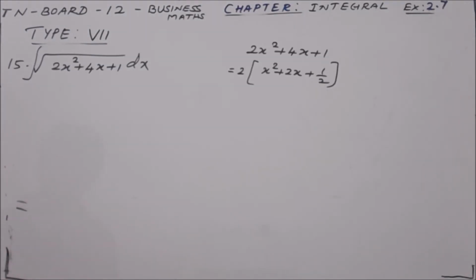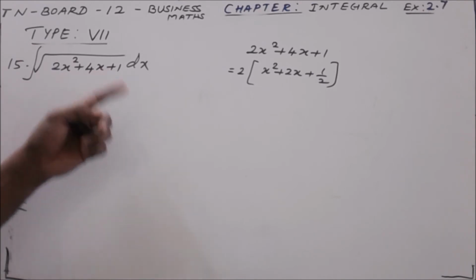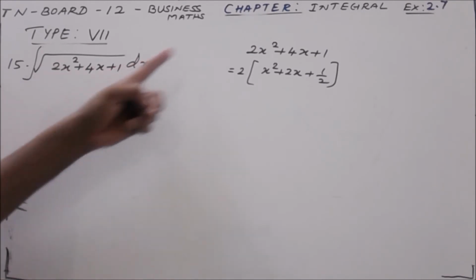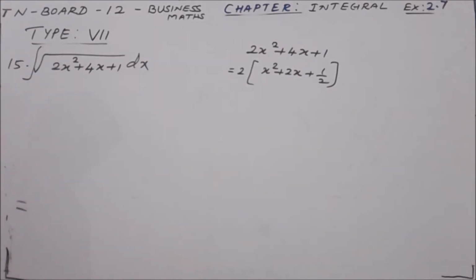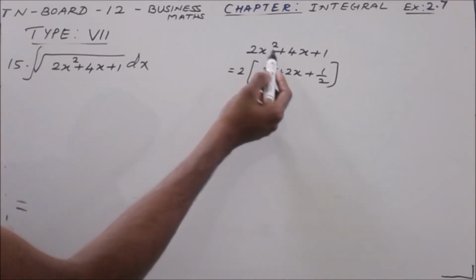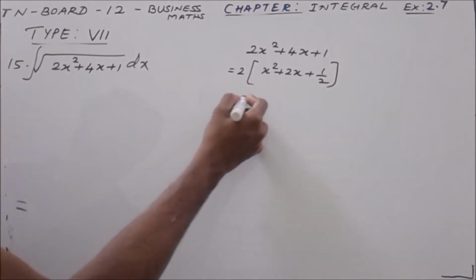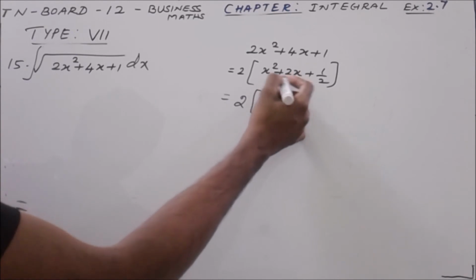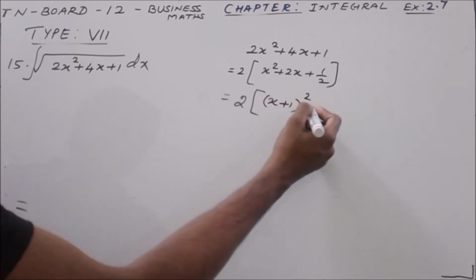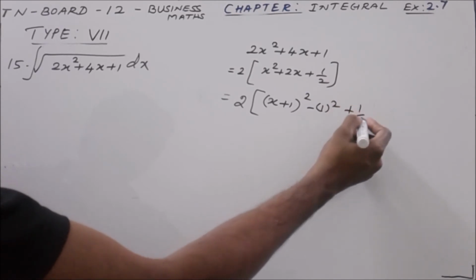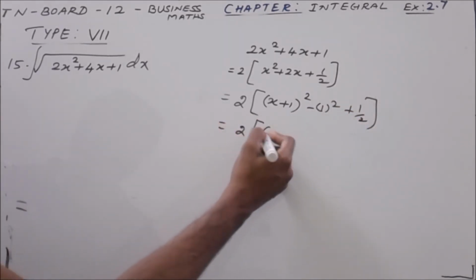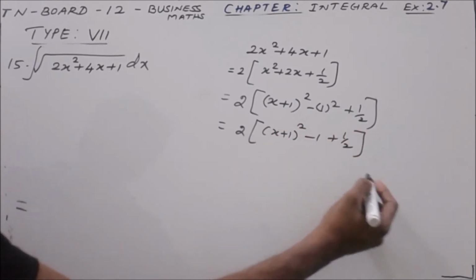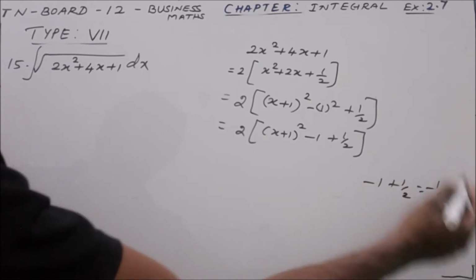But here comes question number 15. Integral root of 2x² plus 4x plus 1 into dx. Take the quadratic factor inside the square root, 2x² plus 4x plus 1, and remove 2 as common. So remove 2 common, x² plus 2x plus 1 by 2. Now by use of complete square method, x² plus 2x means divided by 2, plus 1 whole square minus 1², plus 1 by 2, which is equal to 2 into (x plus 1) whole square minus 1 plus 1 by 2.